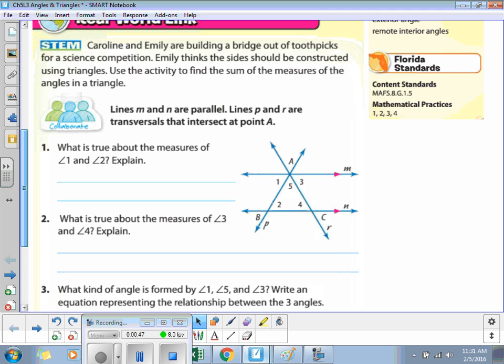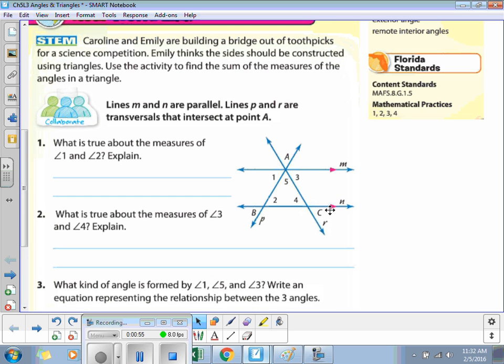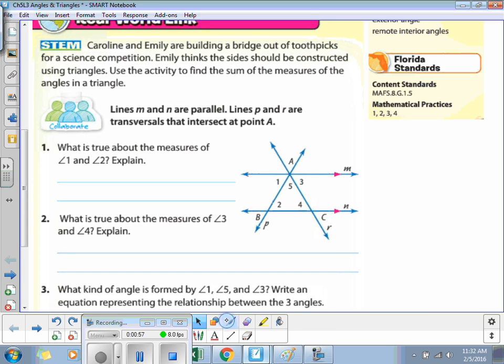Now, here we see that lines M and N are parallel. You can see that by the pink triangles, right? That tells you that they are parallel. Lines P and R are transversals that intersect at point A. What is true about the measures of angle 1 and angle 2?